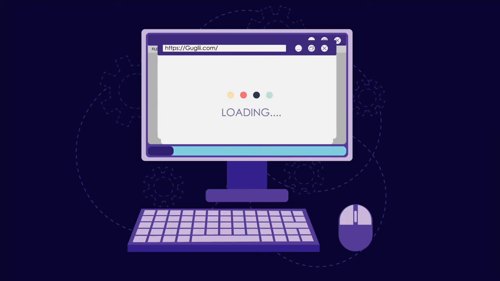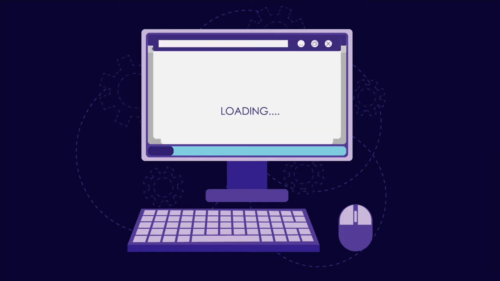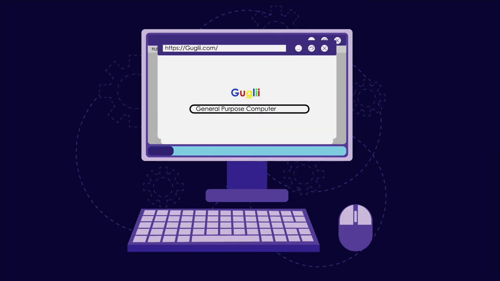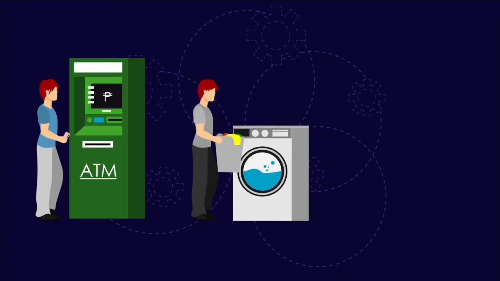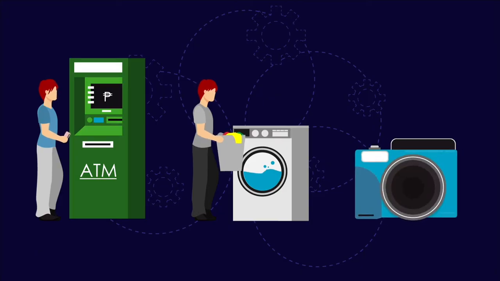An example of this type of computer is the personal computer that does a variety of tasks like writing, browsing, word processing, and many others. On the other hand, special purpose computers are used for specific tasks or to solve a particular problem. Some examples are ATM machines, automatic washing machines, and digital cameras.